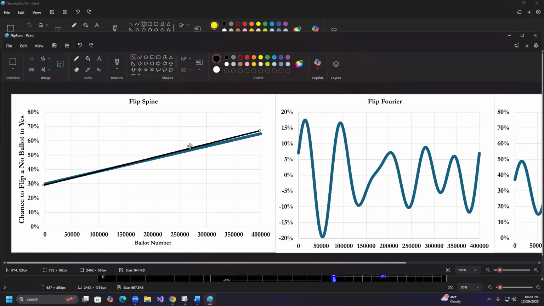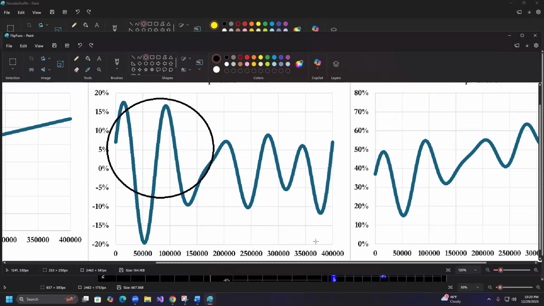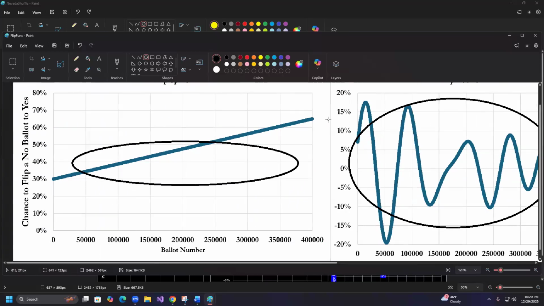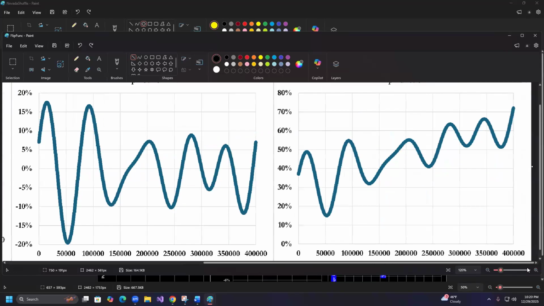And what's going to happen here is I say, okay, well, if somebody voted no, we're going to flip a coin that's weighted. And if it's heads, we're going to flip it to a yes ballot. So at the beginning of the election, the chance to flip a no to a yes ballot is 30%, according to the Nevada data. And at the end of the election, the flip chance is about 60%. But they have this weird sinusoidal pattern that they add to this straight line. Okay. And then when you add them together, you get the actual flip function.